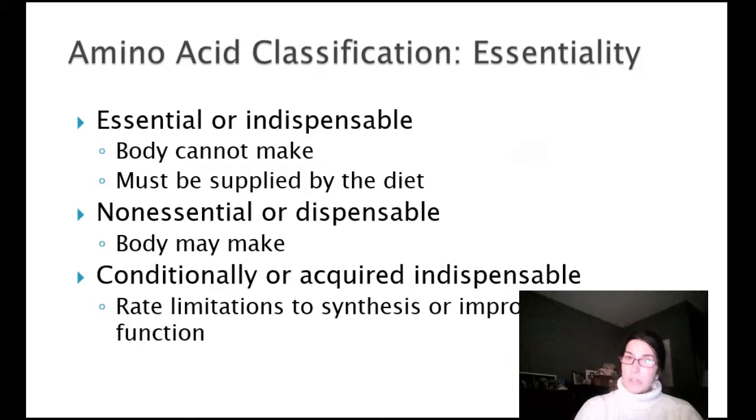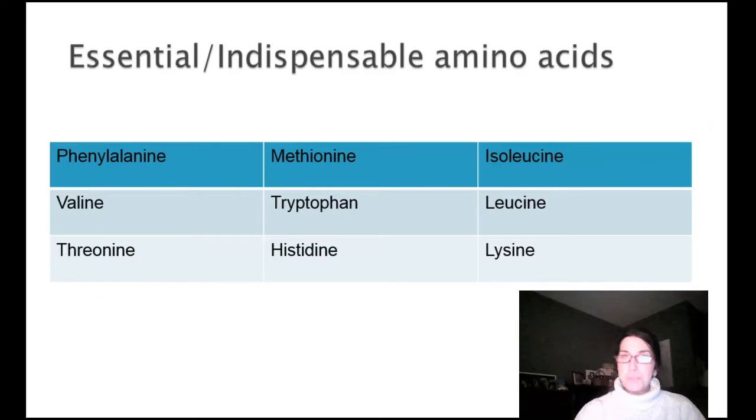If they're non-essential, the body can in fact make them, so we don't necessarily need to take them in from a food source. If they're conditionally indispensable, we may or may not need to take them in. So there are rate limiting reactions that I will briefly show you. And if you have a disease process, perhaps kidney disease or some type of hepatic disease, there are certain amino acids that may in fact become indispensable because your body no longer can metabolize them or make them.